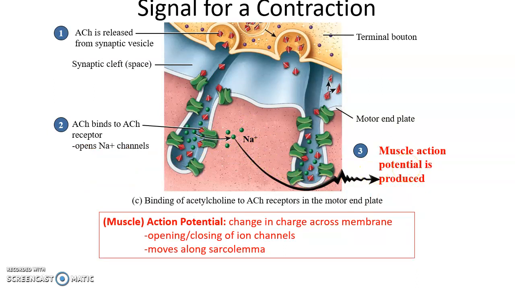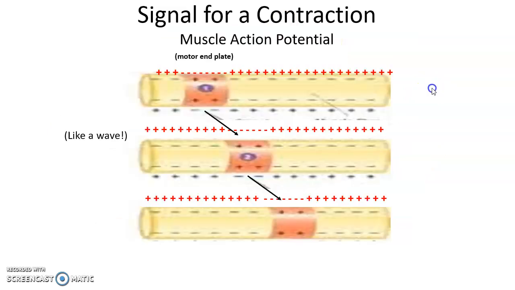This will cause other sodium ion channels to open and close along the length of the sarcolemma, that's the length of the muscle's plasma membrane, and this charge will then move along the length of the muscle. So that is the muscle action potential, the opening and closing of ion channels that occur in one section, and then the next section, and then the next section, all the way down the length of the muscle fiber.